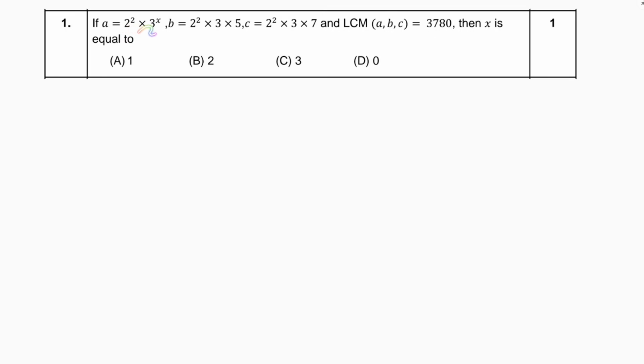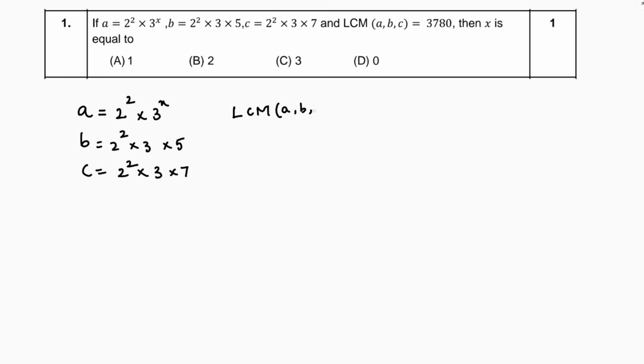If A equals 2 square into 3 power x, B equals 2 square into 3 into 5, C equals 2 square into 3 into 7, the LCM of A, B, C is 3780. So here A is clearly 2 square into 3 power x, and B is 2 square into 3 into 5, and C is 2 square into 3 into 7. Now the LCM of A, B, C.